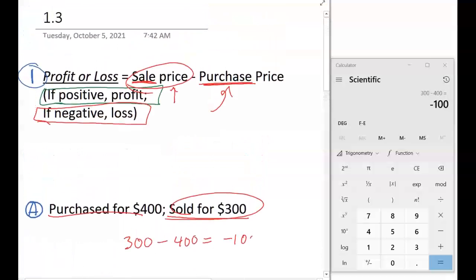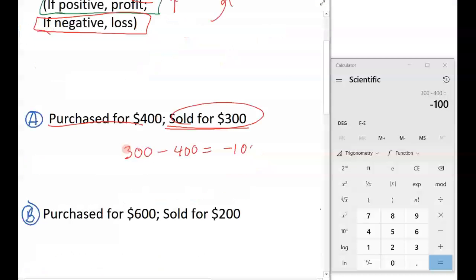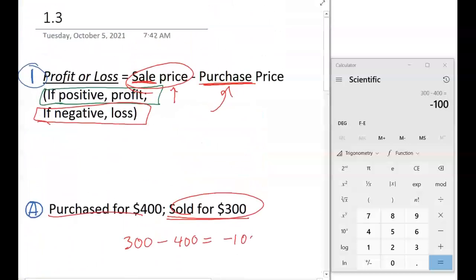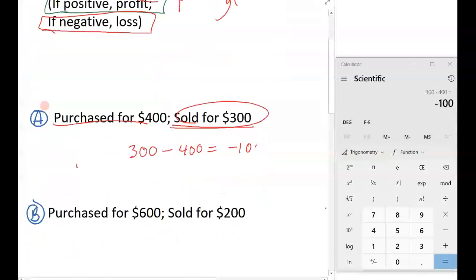my pen function here. Hang on. Try that again. Ooh, I apologize. I had some kind of pen error there. But I end up with a negative $100, meaning I lost $100 because I sold it for less than I bought it for.